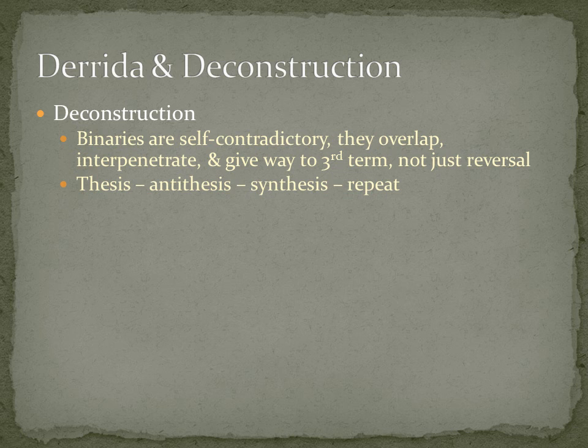Essentially, you have one term, you have the opposite, then you have the third term. But then the fourth element here is the process repeats itself. There ends up being some term, an antithesis to that third term, and then a synthesis of the third term and its antithesis, and then so on and so forth. The process continues to repeat.